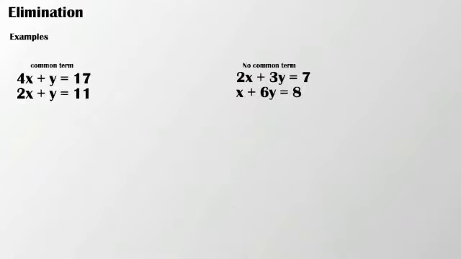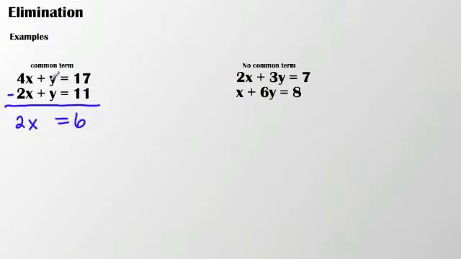Now the idea behind elimination is that you temporarily eliminate one of the variables in order to solve for another, and then you replace it back in to find your coordinate. Let's take a look at the first example. Here we have a common term between 4x plus y equals 17 and 2x plus y equals 11. Now I find that if I subtract the second equation from the first, I'm left with 2x equals 6.